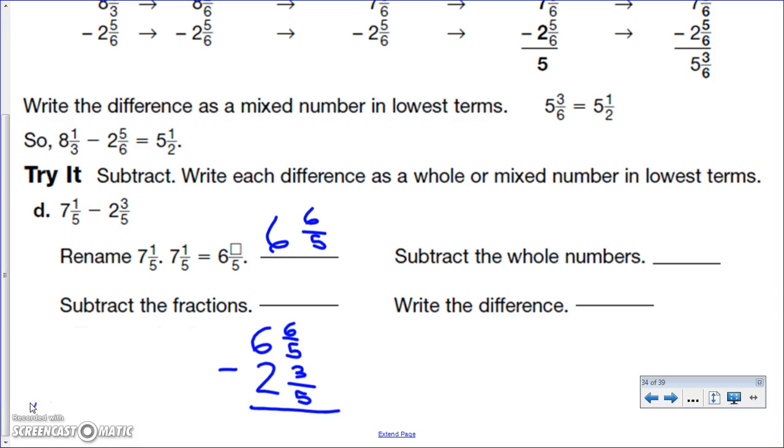Then we rewrite our problem vertically, and we can subtract the whole number, so 6 minus 2 is 4. Then we subtract the fractions. 6/5 minus 3/5 is 3/5. And then we write the complete answer with the whole number and the fractions. We get 4 and 3/5 as our difference.